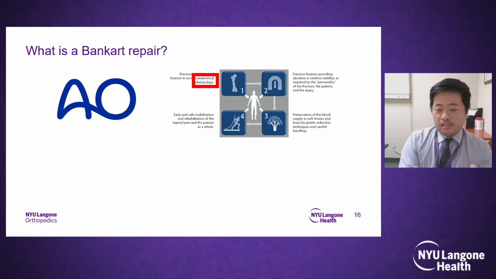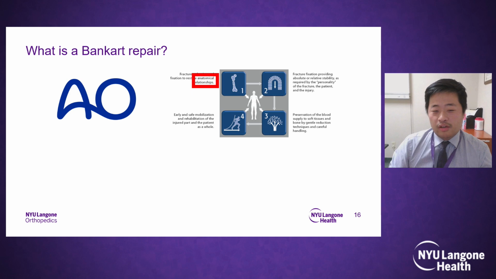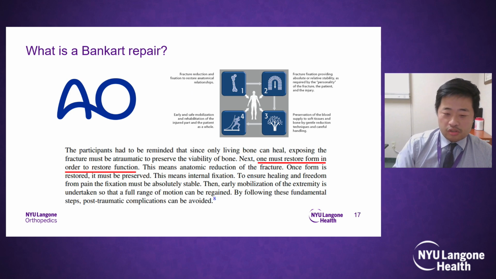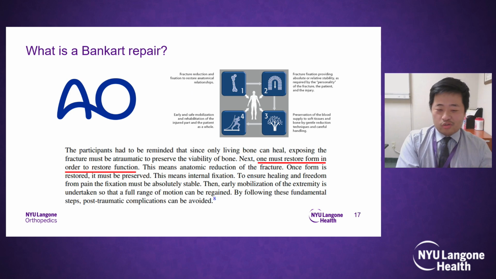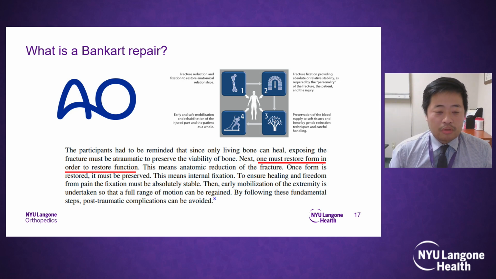And so this is not a fracture talk, but I will say that some of the principles of fracture care that we're all very familiar with still apply to soft tissue. And one of those is the importance of anatomical relationships. The AO says you have to restore form in order to restore function, and that's certainly the case with labrums too.